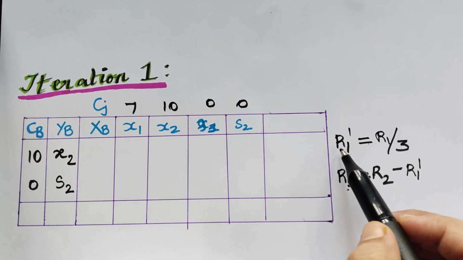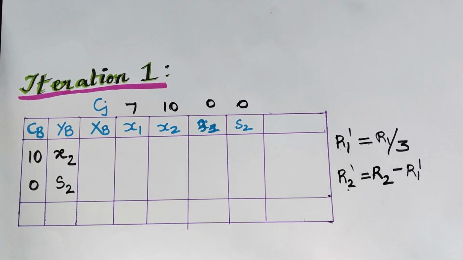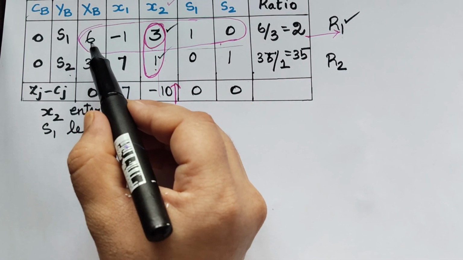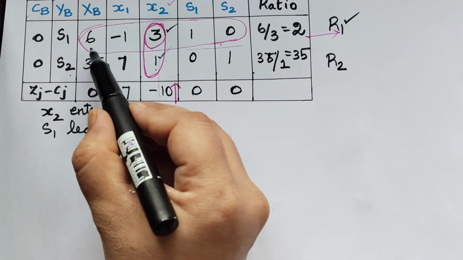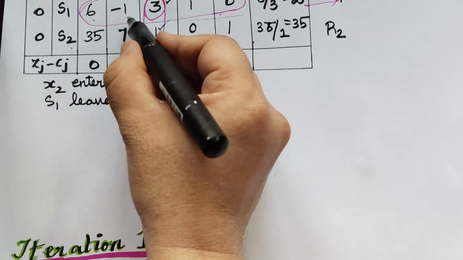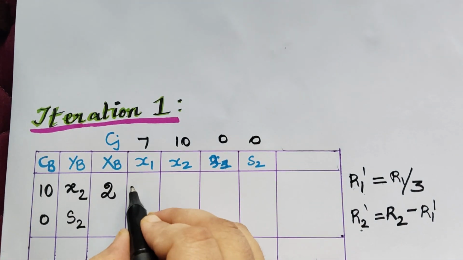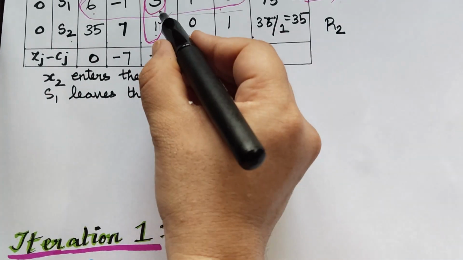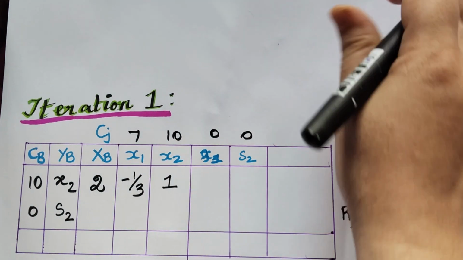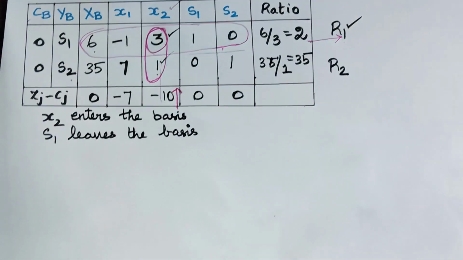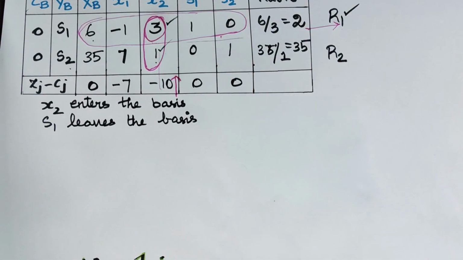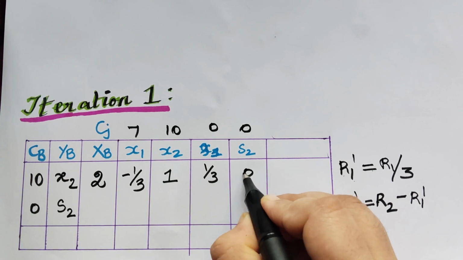So now first we shall find R1 dash, which is equal to R1 divided by 3. So this is R1. So all the elements of R1 have to be divided by 3. So 6 divided by 3 is 2, so that we will write here. Then we have minus 1. So minus 1 divided by 3 will be minus 1 by 3. And then 3 divided by 3 is equal to 1. Since that is the pivotal element, we have to make it 1. And 1 divided by 3 will be 1 by 3. And then we have 0. So 0 divided by 3 will be 0. So we have found R1 dash.